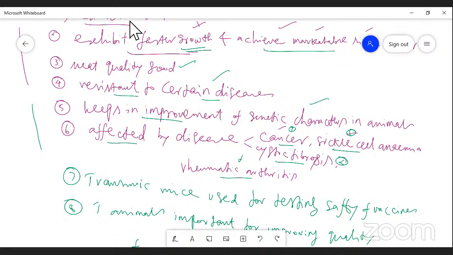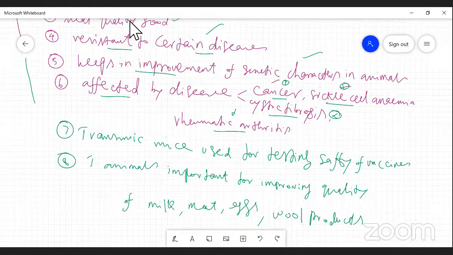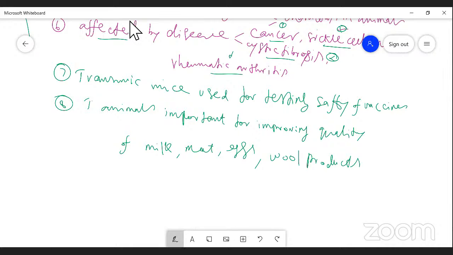Transgenic animals are important for improving the quality of milk, eggs, and also woolen products, in addition to testing of drug resistance.